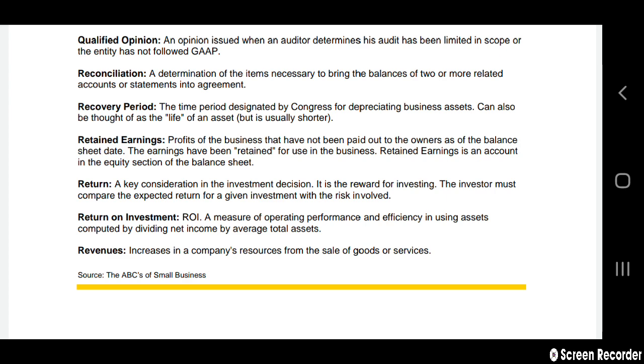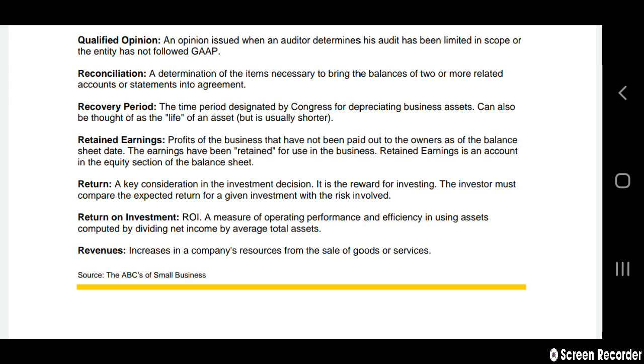Next, retained earnings. Profits of the business that have not been paid out to the owners as of the balance sheet date. The earnings have been retained for use in the business, and retained earnings is an account in the equity section of the balance sheet. Next, return.